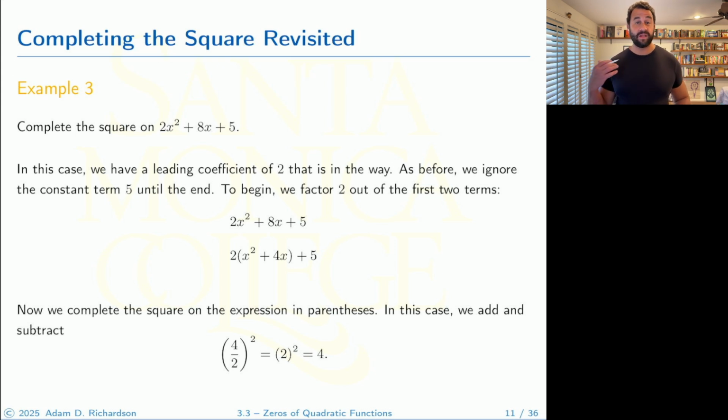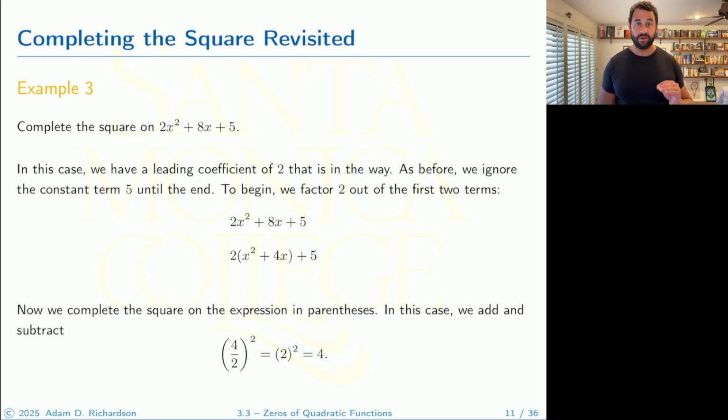This is why I say parentheses are your friends. They help keep you focused. They group everything. Do the same thing you did before to complete the square here. And there's only one tiny detail we have to address. So what do we need to add and subtract? First of all, we're going to take this number, divide it by 2, square it, and that's what we're going to add and subtract inside the parentheses here. So 4 divided by 2 squared is 2 squared, which is 4. So in here, we're going to add and subtract 4.